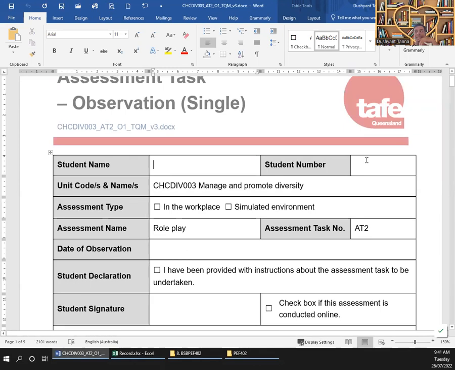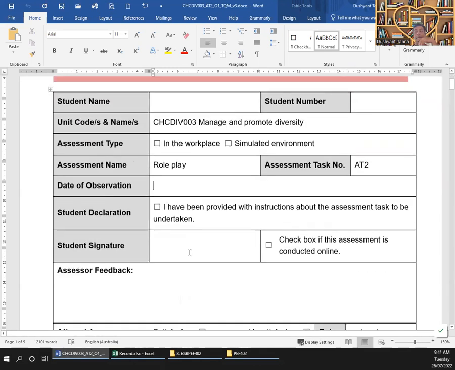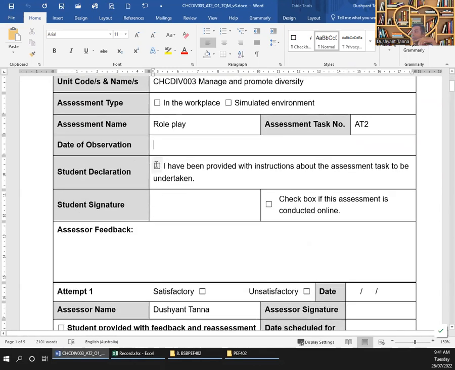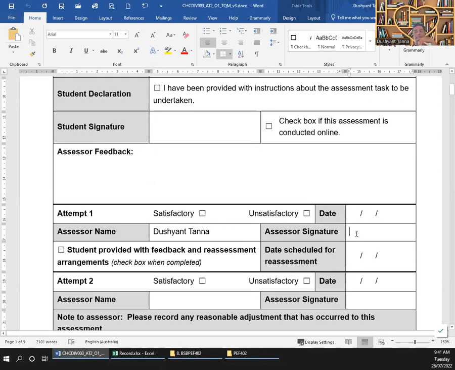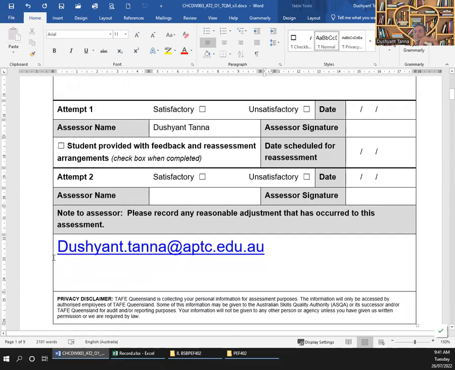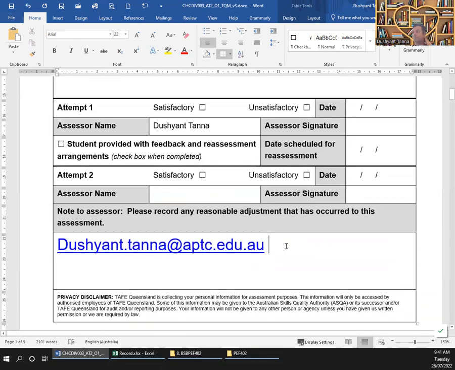Please write your name and student number. When are you doing it? I have been provided this. That's my name, I'll sign it here. It was done online. That's the email. You can forward it to me. If you're unable to forward to this email address, then use my Gmail address, for some reason, if you can't support the bigger size file.